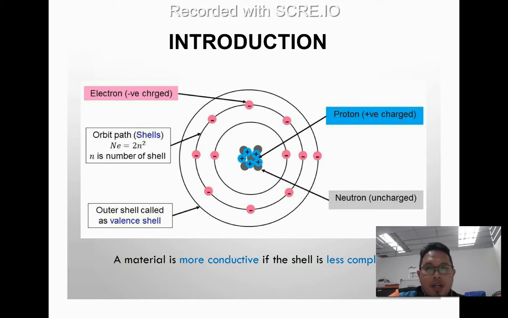Electron refers to the negative charge, proton is positive charge, and neutron is uncharged, where electrons orbit in shells. The number of electrons in a shell is 2n square, where n is the shell number. The outer shell is called the valence shell. The less complete the valence shell, the more conductive the material will be.